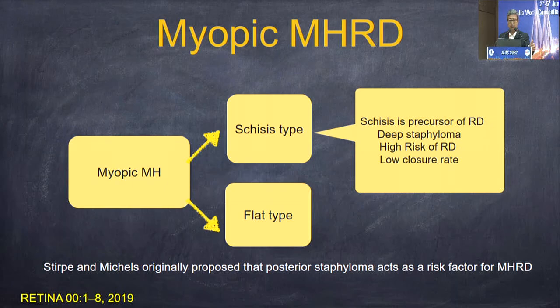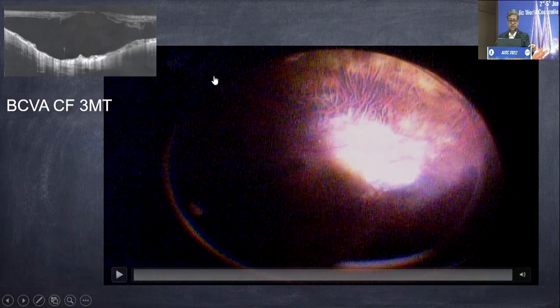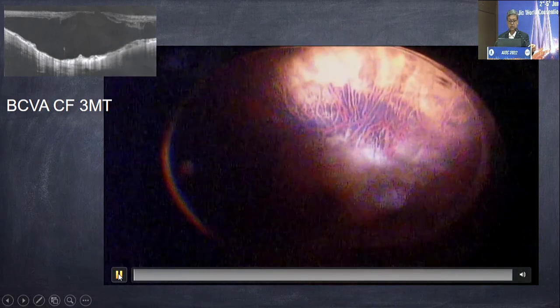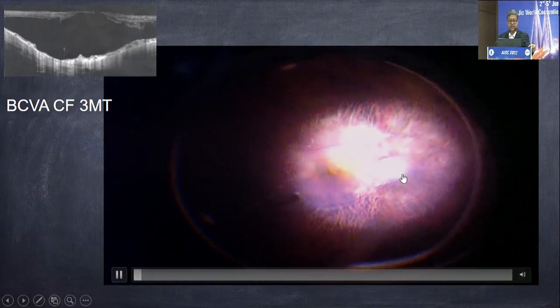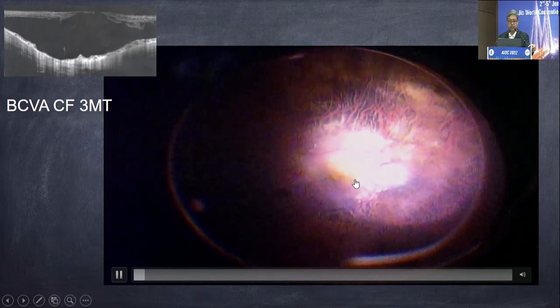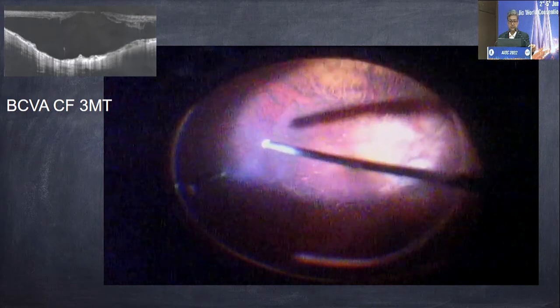Coming to macular hole related retinal detachment, it is a different ball game altogether. You have to induce the PVD. PVD induction is difficult, and ILM peeling becomes difficult in these kinds of cases. So this is a case of counting fingers at 3 meters vision with a foveal detachment with a macular hole. The peripheral retina is attached. You can see the demarcated area of detachment with a central macular hole. We proceed with the surgery. After doing the core vitrectomy, we need to stain the vitreous with triamcinolone acetonide.